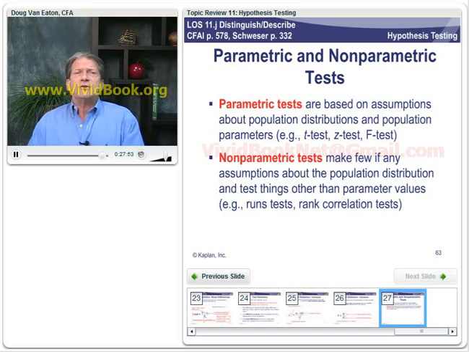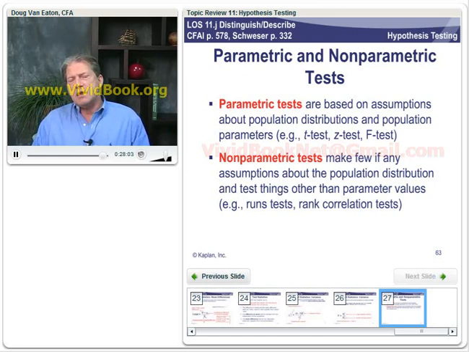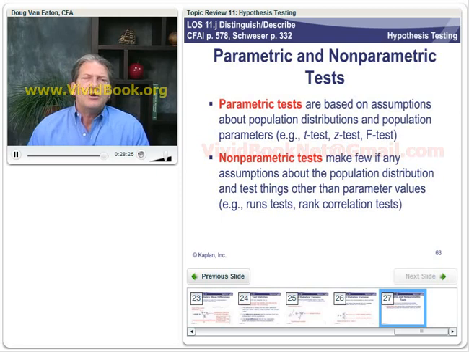The last thing we have to discuss here in hypothesis testing is parametric versus non-parametric tests. Remember, the parameters of our distribution are the mean, standard deviation, skewness, kurtosis, things like this. Those are our parametric tests. So they're based on some assumptions about how the population is distributed and what the population parameters are. So if we've got a t-test, we're assuming something about the distribution of the test statistic. If we use an F-test, we're assuming that test statistic is distributed according to an F distribution.